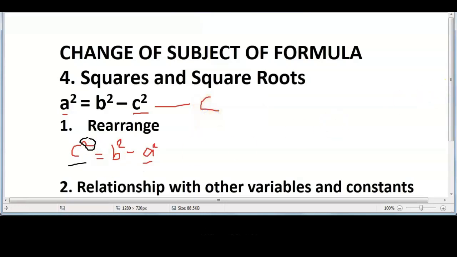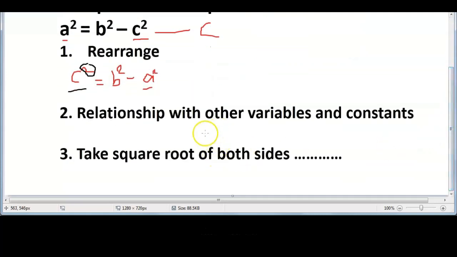This is the square that is attached to our variable c. So in step 3, the opposite of a square is square root. So we're going to have to take the square root of both sides. While a square is represented by an exponential value, say c square, a square root can be represented by a square root sign that looks like this.